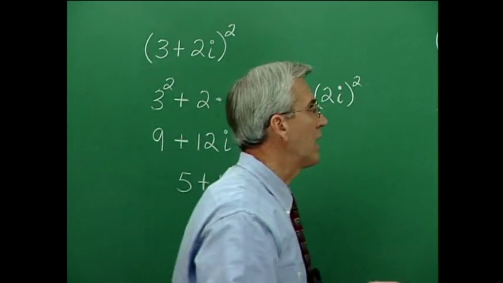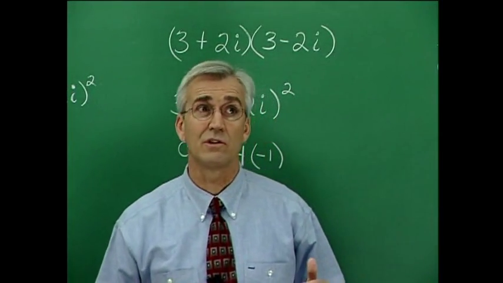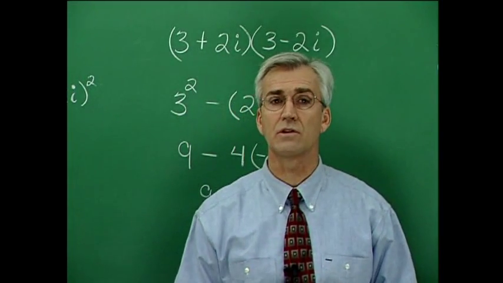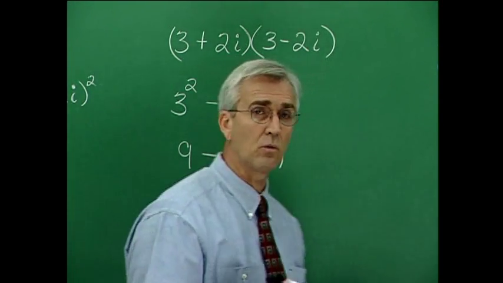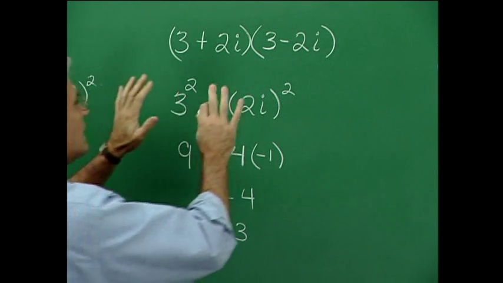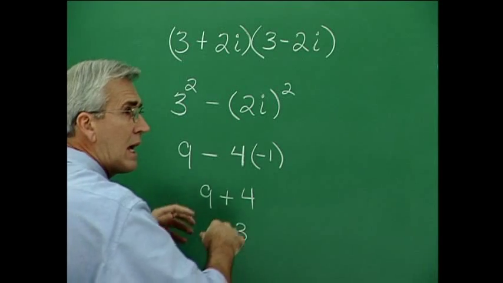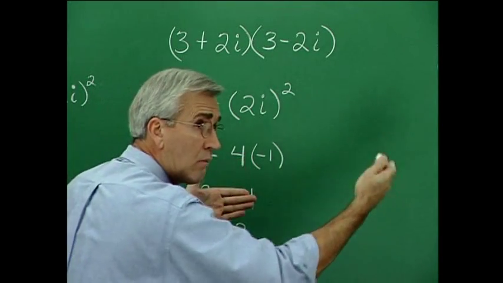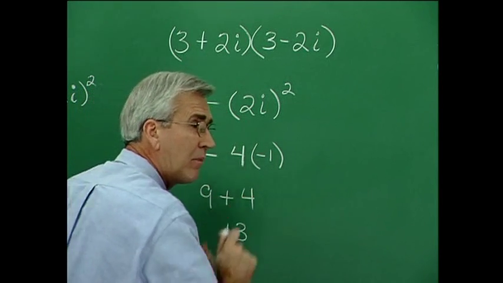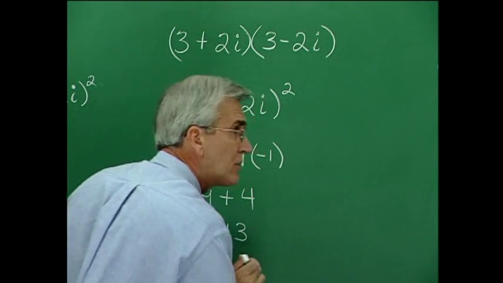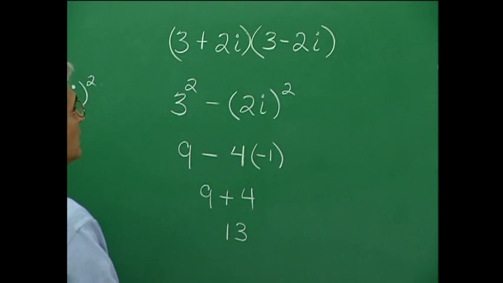Here's an interesting product. It was interesting when we first saw this, where we saw the sum of two terms times the difference of the same two terms. When complex numbers are involved, it's particularly interesting as well, because rather than get an answer in the a plus bi form where the b value is not 0, a purely complex number with an active imaginary part, we get a real number as the result. Take a look at it.